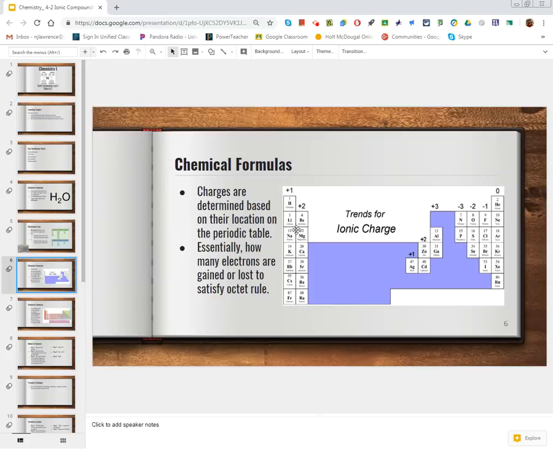Specifically, what we're dealing with in type 1 are just ions that have just 1 single charge. So the first 2 groups are definitely going to be either a +1 or +2 charge. And then these are a few transition metals that have just 1 charge that they form.